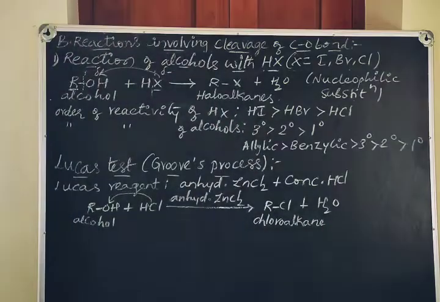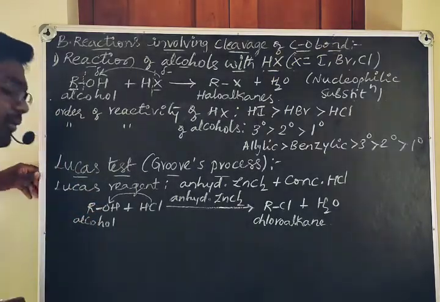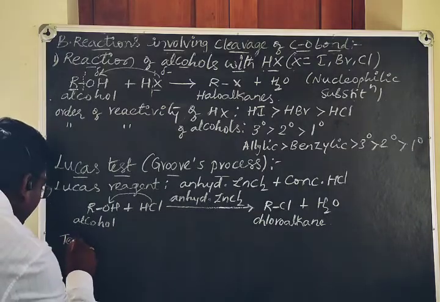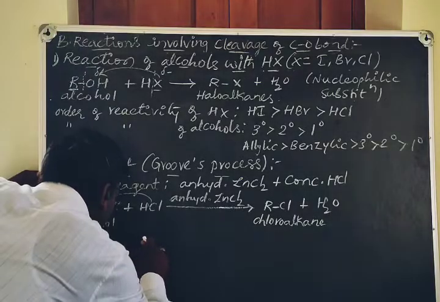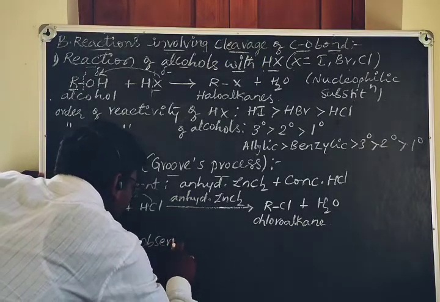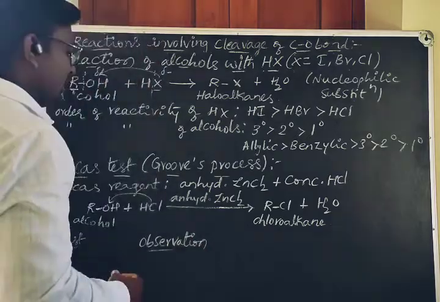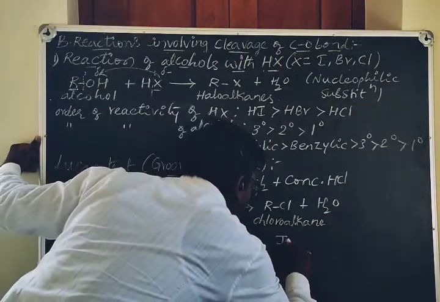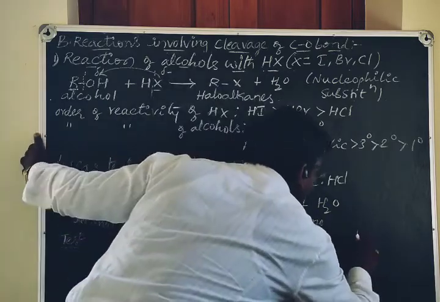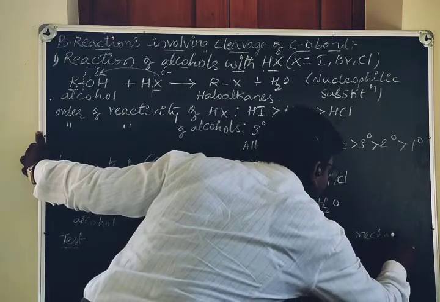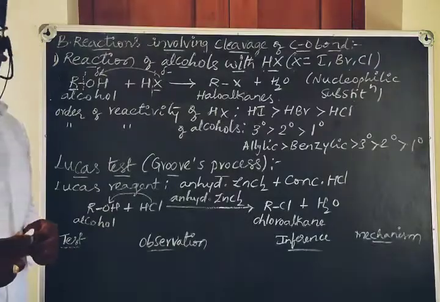Here we shall see the distinguishing test. Let's take 4 columns. The first column is test. The second column is observation. The third column is inference. And the fourth one is the mechanism by which the reaction takes place.